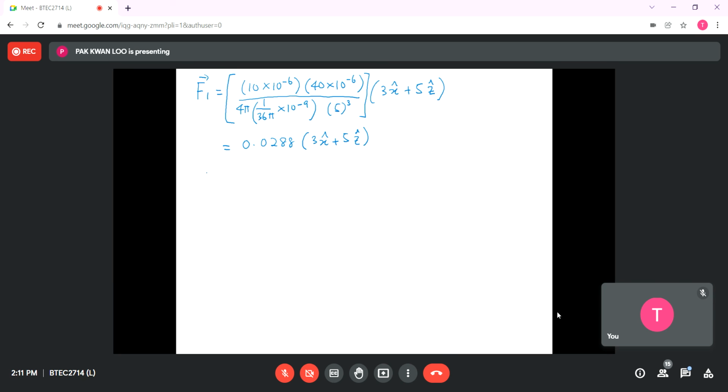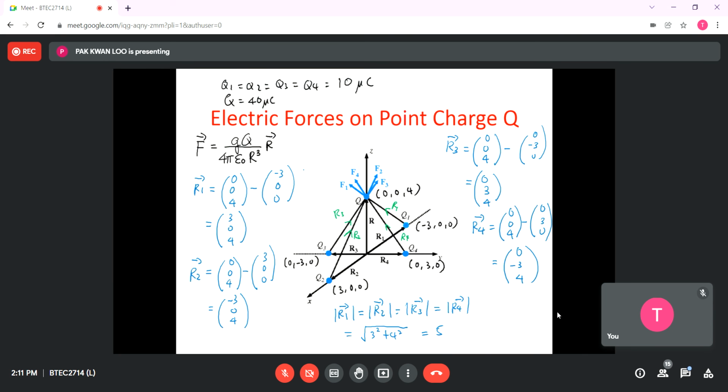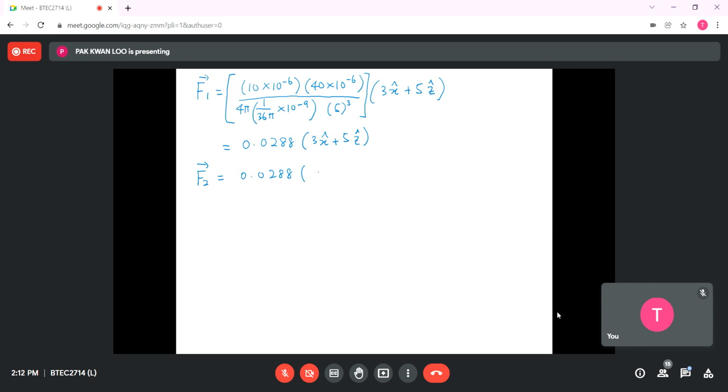Okay. What about F2? So F2 will be the same. The square bracket term will be the same, so it will remain at 0.0288, and then the vector is the only difference. It's -3, 0, 4, right? I can write this as -3x cap plus 4z cap.